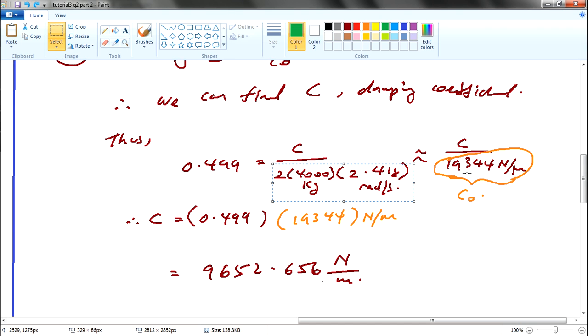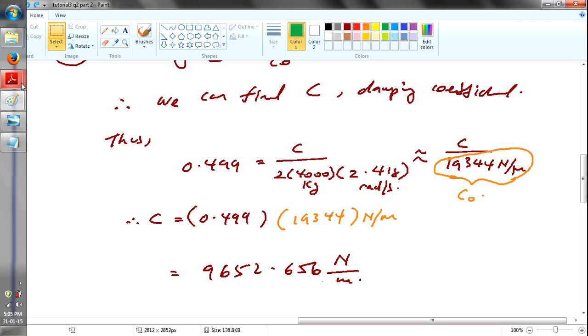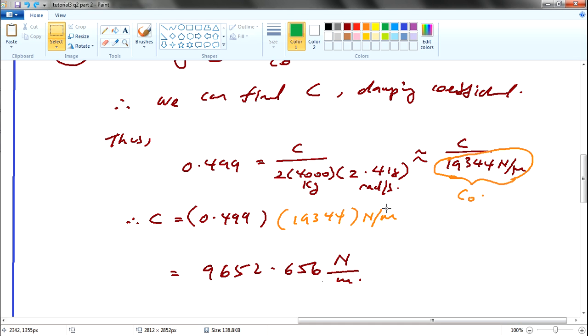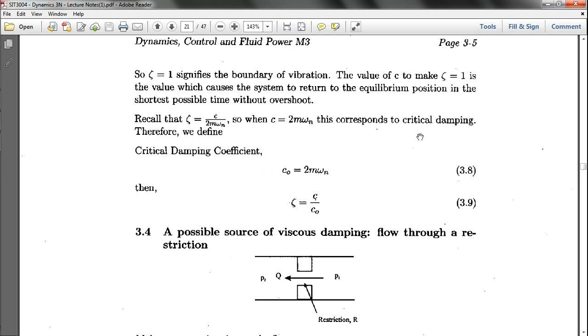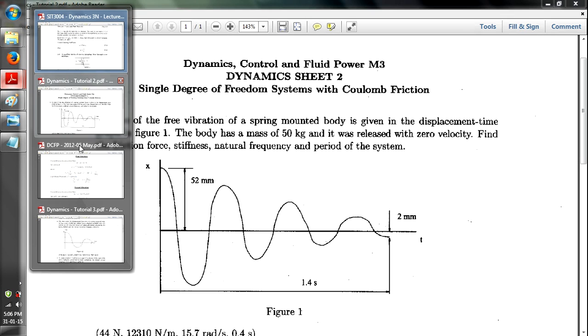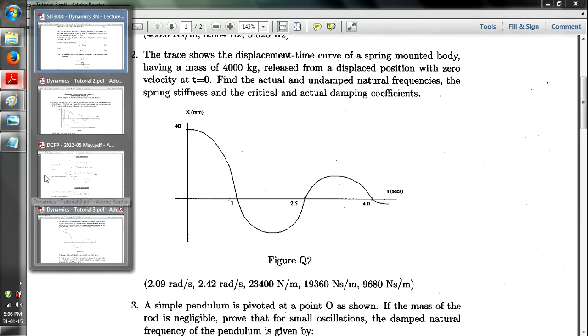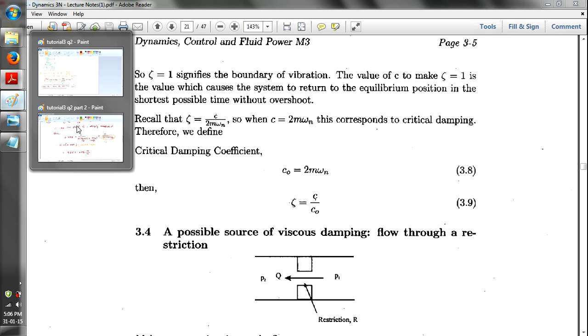So C naught itself is the critical damping coefficient, and maybe I can give you a follow-up: what is C naught actually? The critical damping coefficient C naught is the value that could cause the system to be just nice, with no oscillation. So we are comparing with just nice, the no oscillation type.